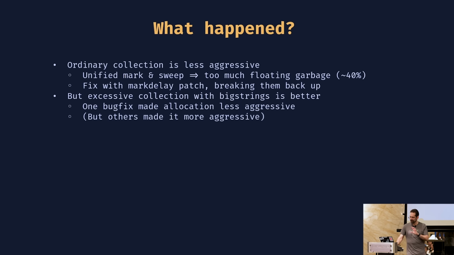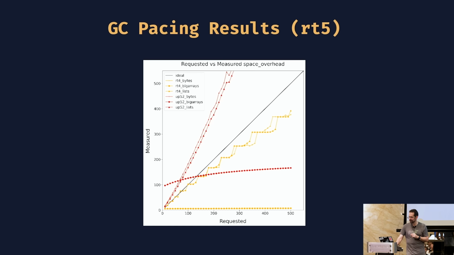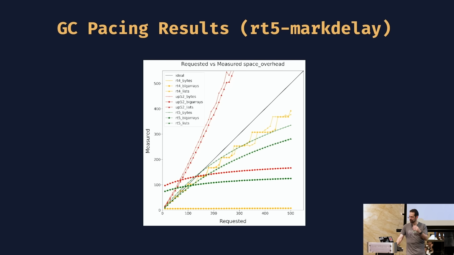So as I said, one bug fix made things less aggressive, others made it more aggressive. So what do we do next? Well, let's see what the results are of the mark delay patch. Again, here's the picture. The yellow is runtime 4. The red is the original version of runtime 5. The green is with mark delay fixed.